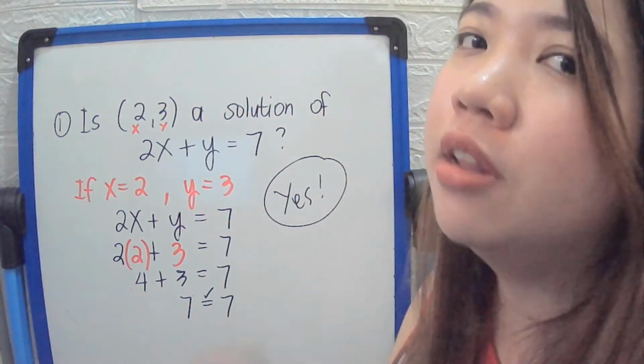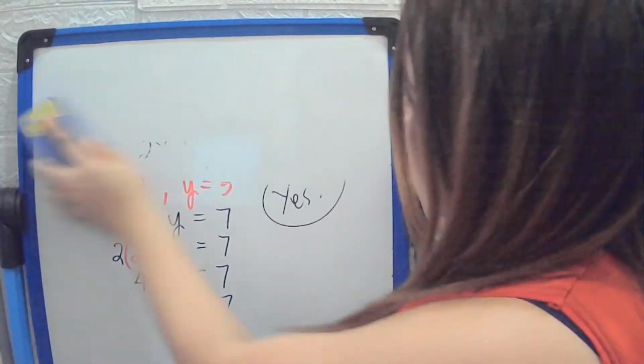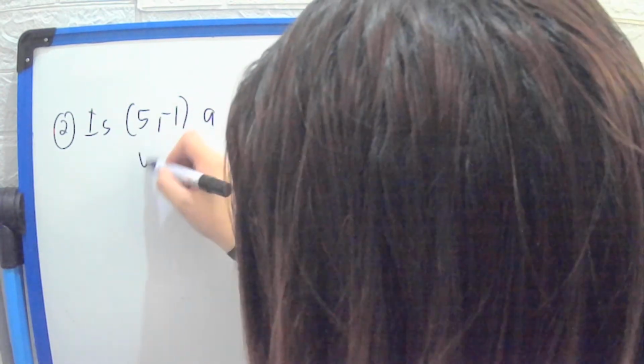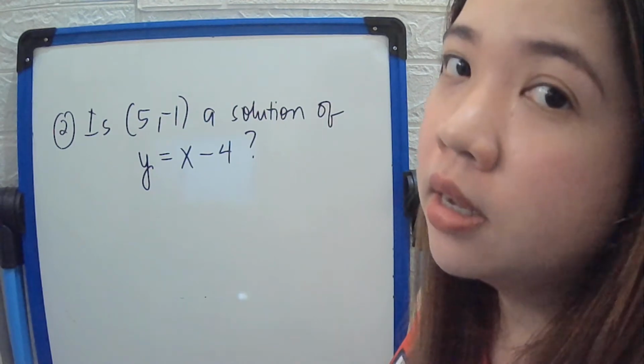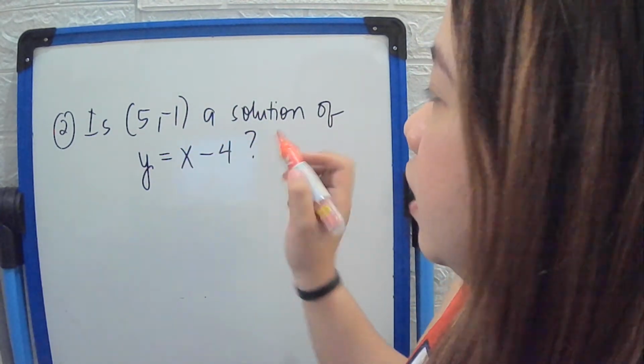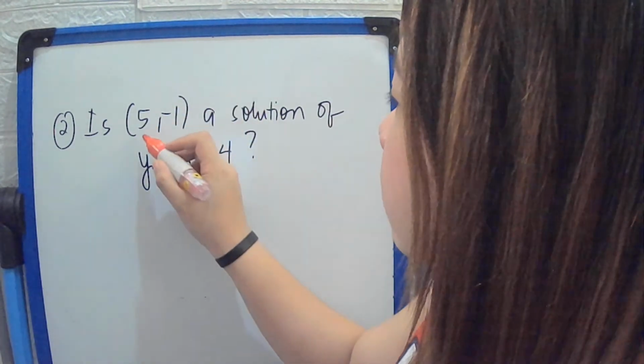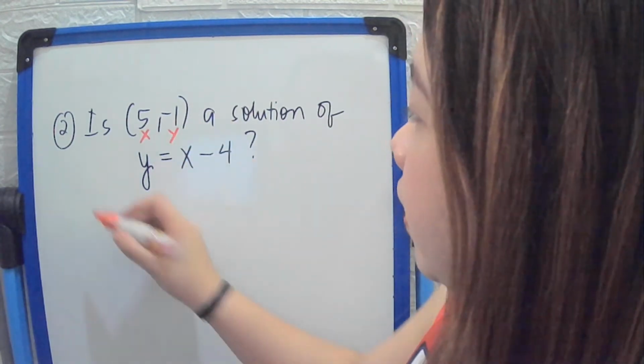Let us have another example. Okay, let's have number 2. Is 5, negative 1 a solution of y is equal to x minus 4? So, same process will be done. First, let us identify the x and the y values in the ordered pair. So, this is your x and this is your y.